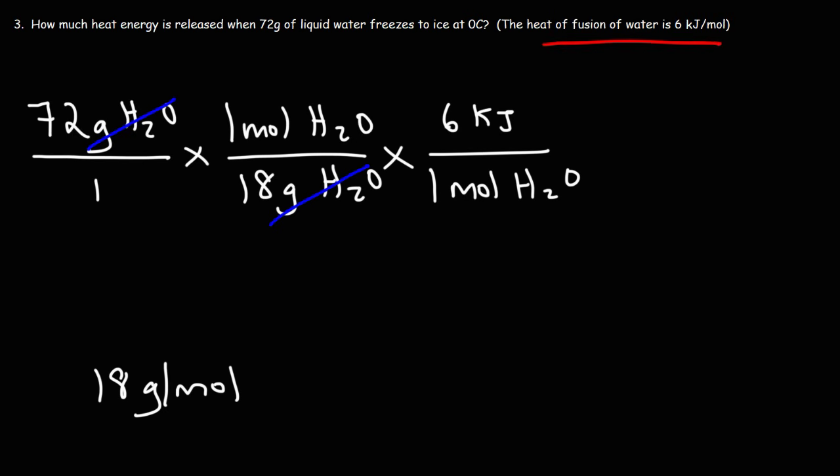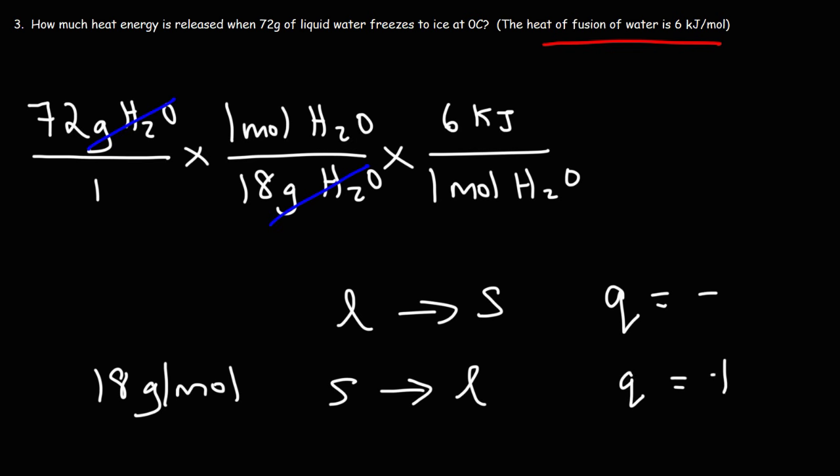Now, the direction in which the physical changes occur will tell us if energy is released or absorbed. So when liquid water freezes into solid ice, energy is released. Q is negative. However, when solid ice melts into liquid water, heat has to be added. So that's Q is positive because energy is absorbed. So it really depends on the direction of where you're going.